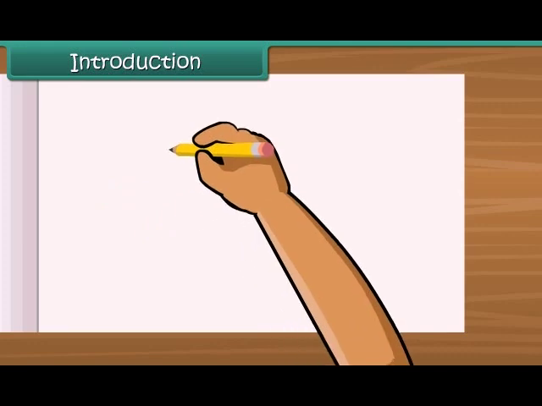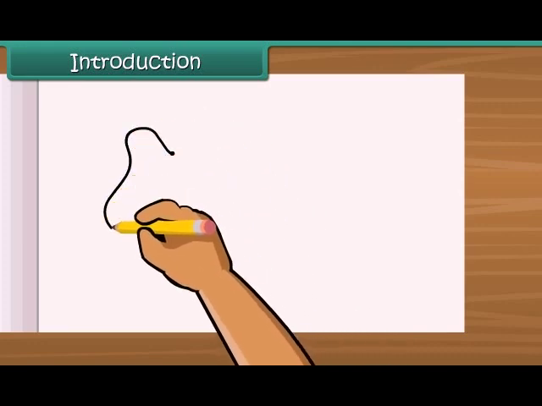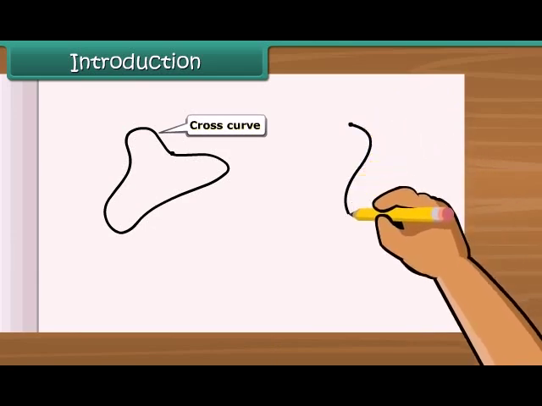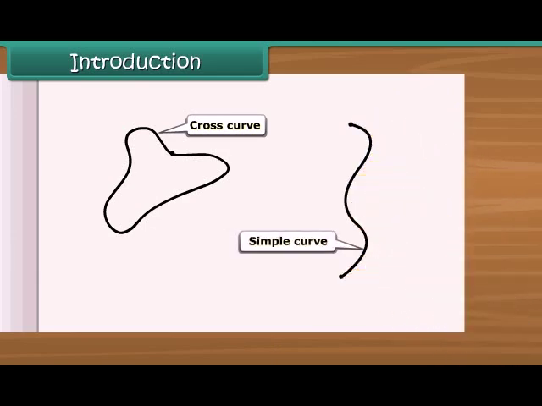A curve can cross itself or may not cross itself. If a curve does not cross itself, then it is called a simple curve.